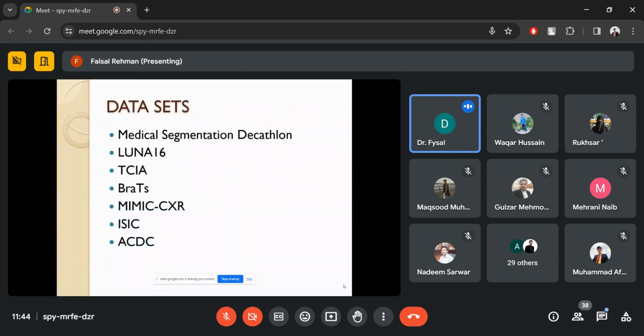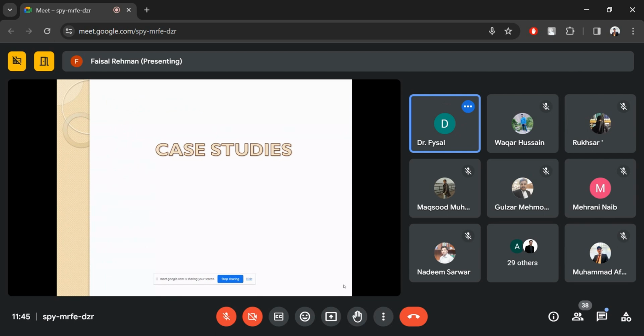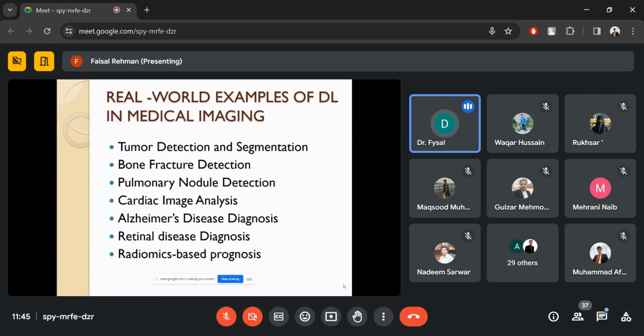There are hundreds and thousands of data sets collected by various research labs and prepared for open research. There are also very challenging data sets available like LUNA16, TCIA, BRATS, and many others, which are open to many research scientists. Now let's talk about the current scenario of machine learning and deep learning for medical image analysis and current research to date.